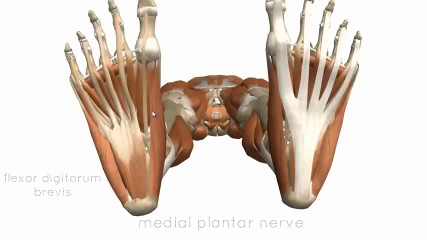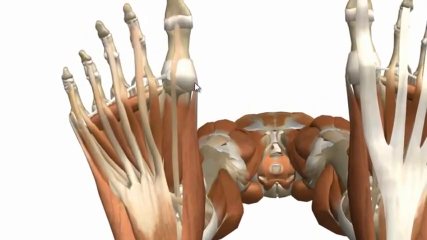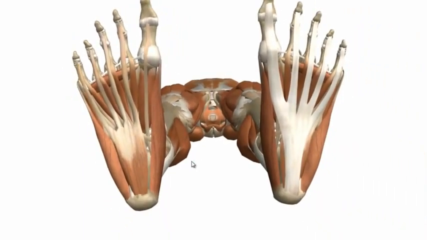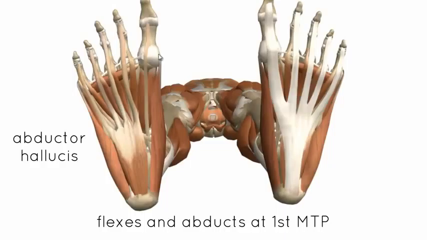So just medial to this muscle, we've got this muscle. This is the abductor hallucis. So you can feel this in your foot. It makes up a lot of the bulk that you can feel in the medial side of your foot. So this originates on the medial process of the calcaneal tuberosity, and it inserts medially at the base of the proximal phalanx of the great toe. So this muscle can flex the great toe at the MTP joint, and it also obviously abducts at the MTP joint, as the name suggests.